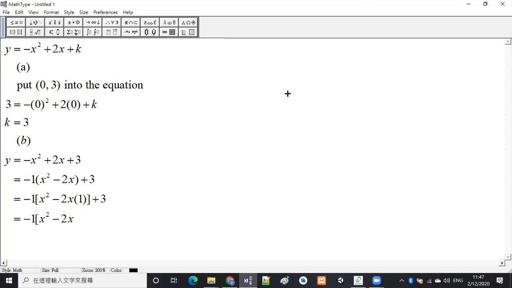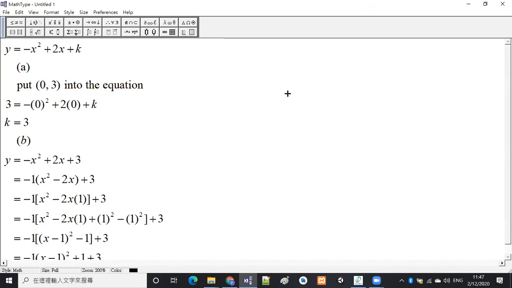Negative 1, x squared minus 2xy, and then we need to add the y squared and subtract the y squared immediately. The first three terms will form a perfect square: x squared minus 2xy plus y squared becomes x minus y squared, minus 1, and then plus 3. Then multiply the negative 1 back, so it becomes negative 1 times x minus 1 squared plus 1 plus 3.